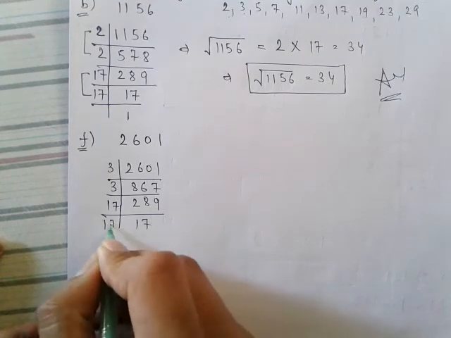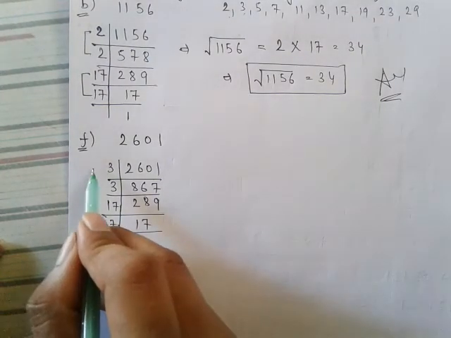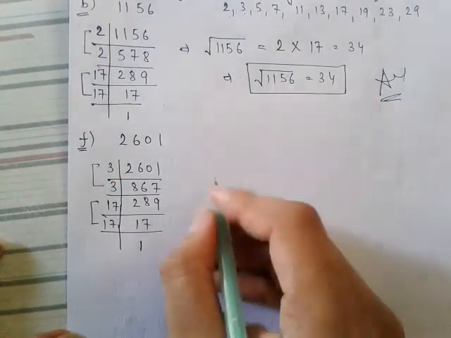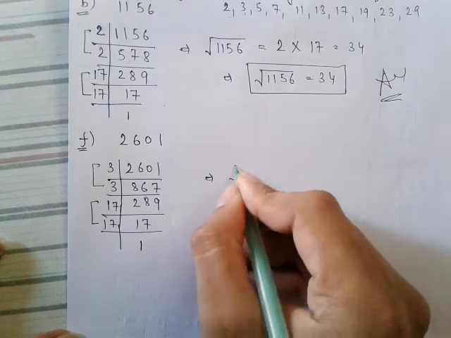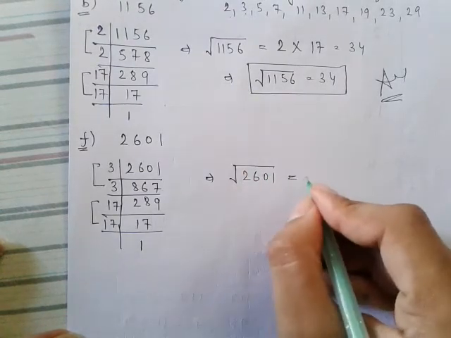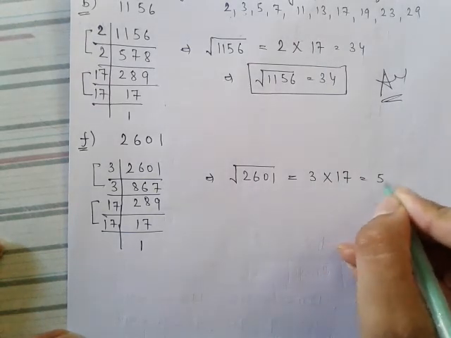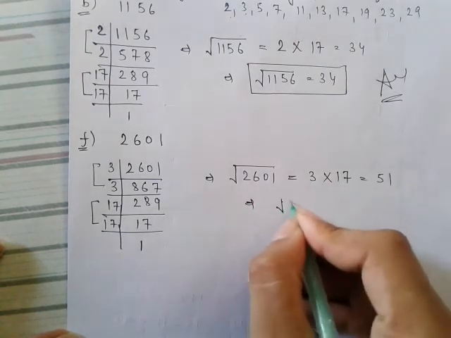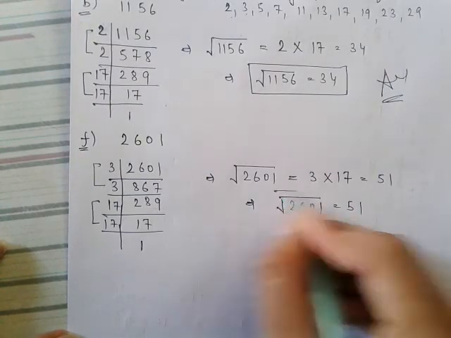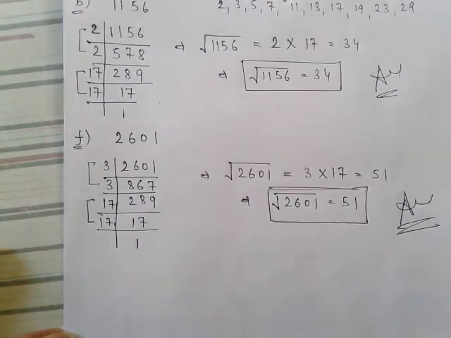and 17 again. Okay, now what you have to do is make pairs. So 3 has one pair and 17 has two pairs. So the square root of 2601 is 3 multiplied by 17, which equals 51. That means 2601 is the perfect square of the number 51. That is the answer to our question.